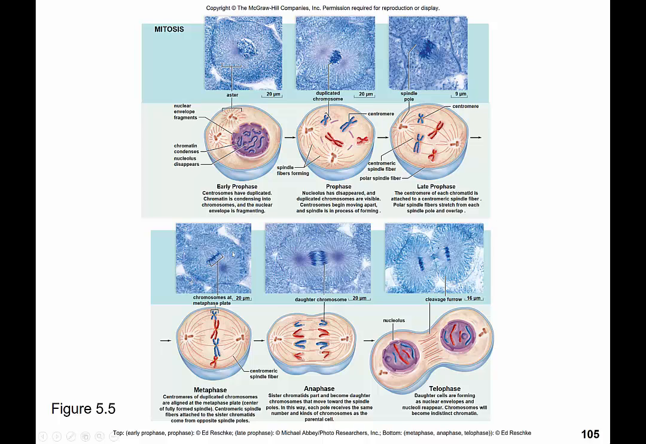Metaphase, middle, and chromosomes are neatly lined up at the metaphase plate. Anaphase, sister chromatids being pulled apart. In telophase, we have two distinct cells.